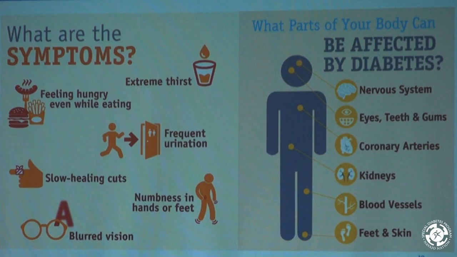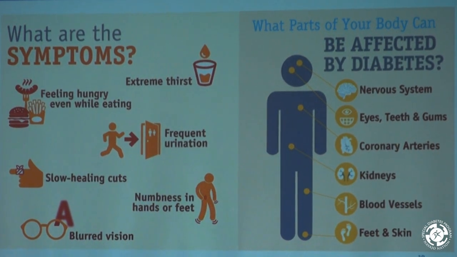Okay, so what are the symptoms? Extreme thirst, feeling hungry even while eating, frequent urination, slow healing cuts, numbness in hands or feet, blurred vision. So these are some of the symptoms of diabetes, but just because somebody is having these symptoms doesn't mean they're diabetic. They have to go into their doctor to get that diagnosis. So just let's clarify that.